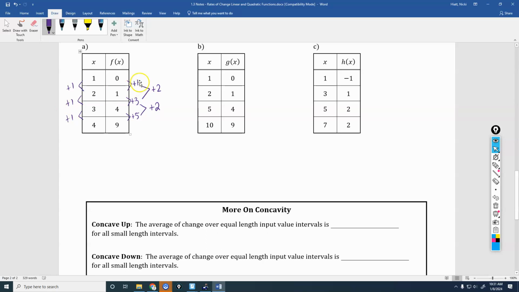So this sometimes is called your second difference. This would be your first difference. It's how much you're going up by each time, the difference between the two values. If that is constant, then you have a linear function. If the second difference is constant, you have quadratic. So this would be quadratic.